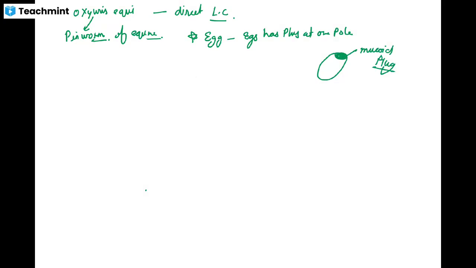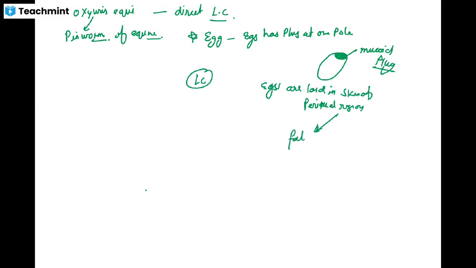And the life cycle is: eggs are laid in the skin of the perineal region. Then the eggs fall down. Then there is ingestion of the egg. Then it reaches the intestine. Here the L3 stage develops, and in the intestine L3 develops to L4.